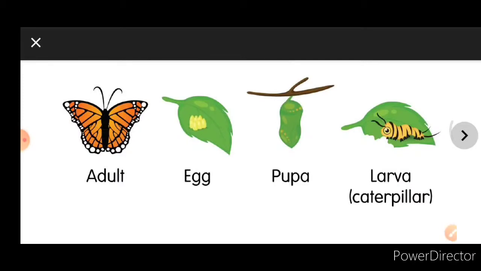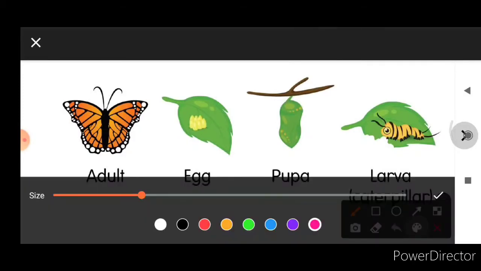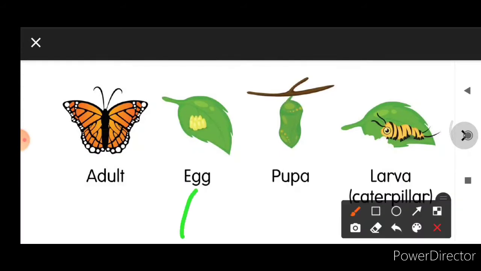The first stage of the butterfly is egg, then larva, then pupa. Butterfly is the fourth stage. So, first stage in the life cycle of a butterfly is egg, second stage is larva, third stage is pupa and fourth stage is a butterfly.